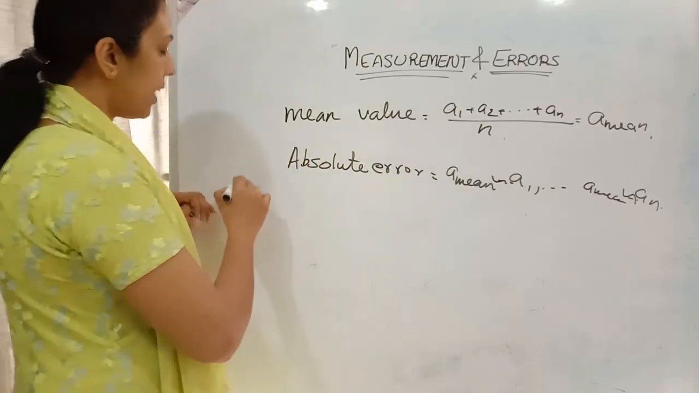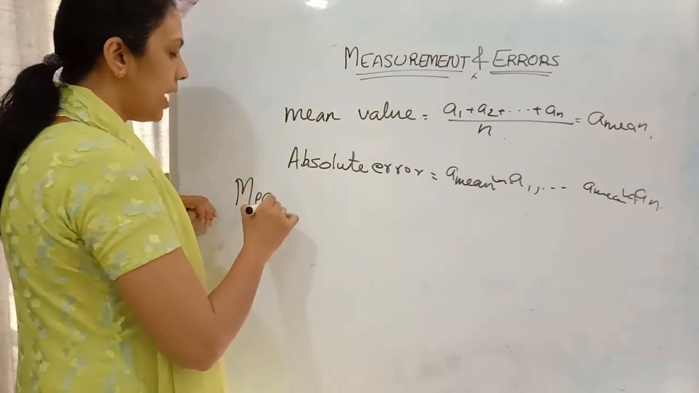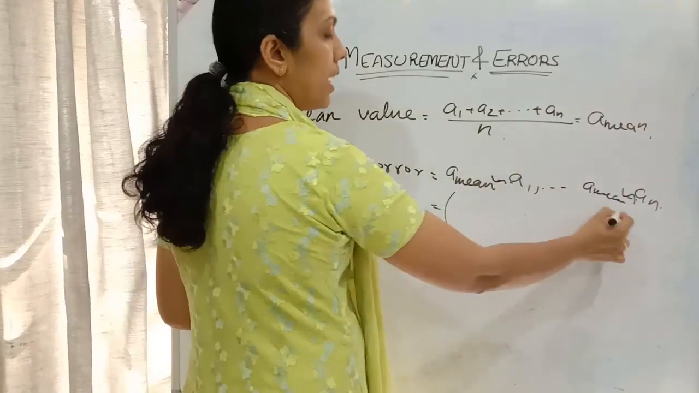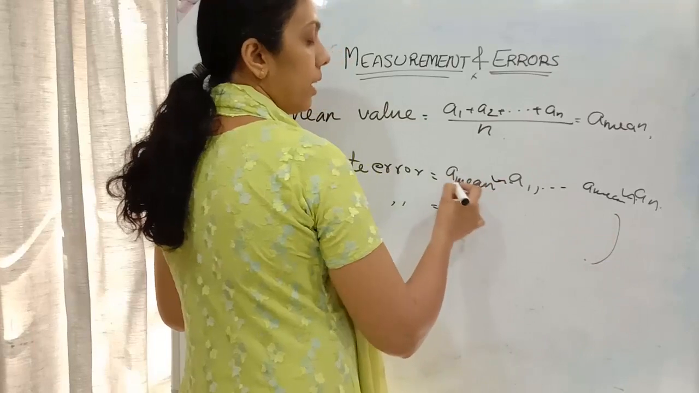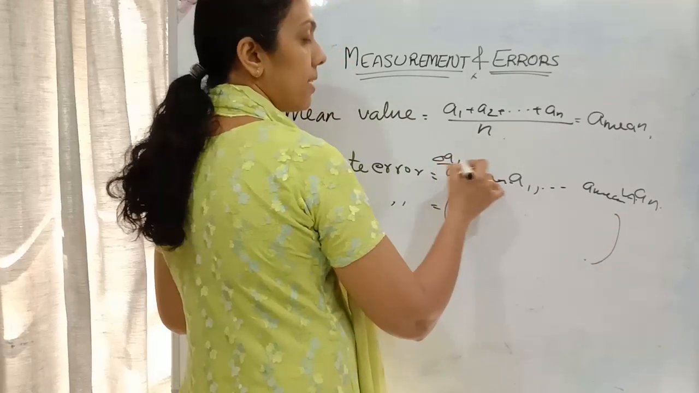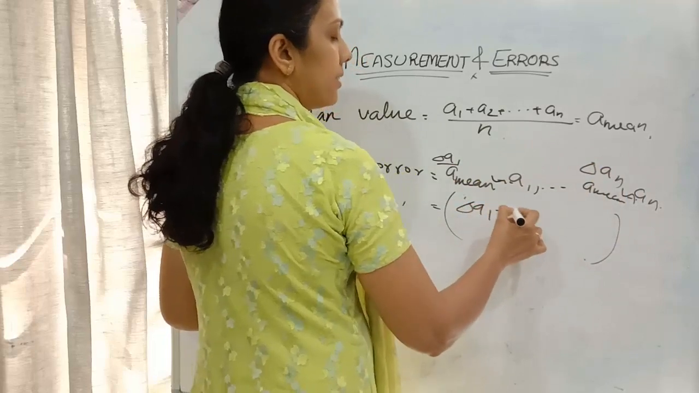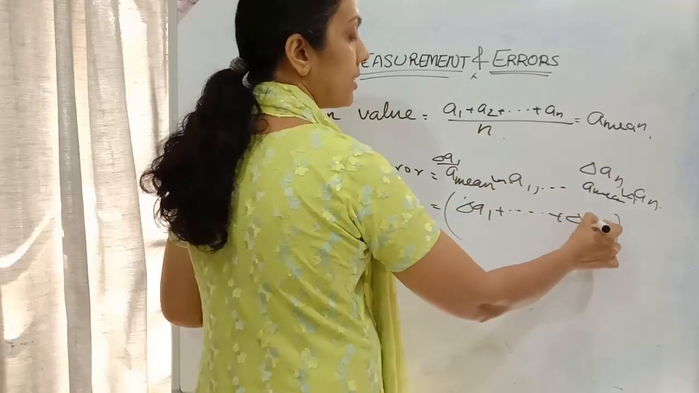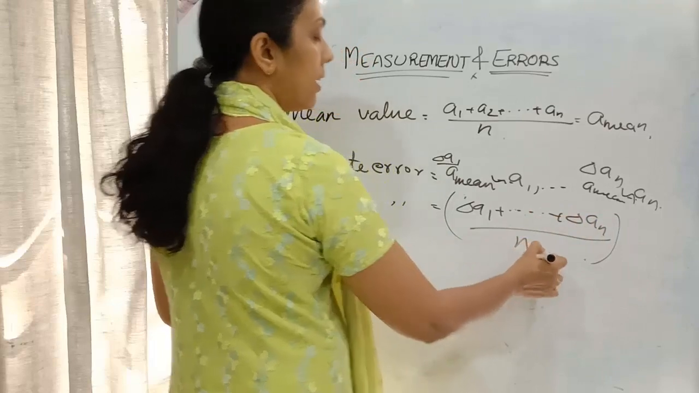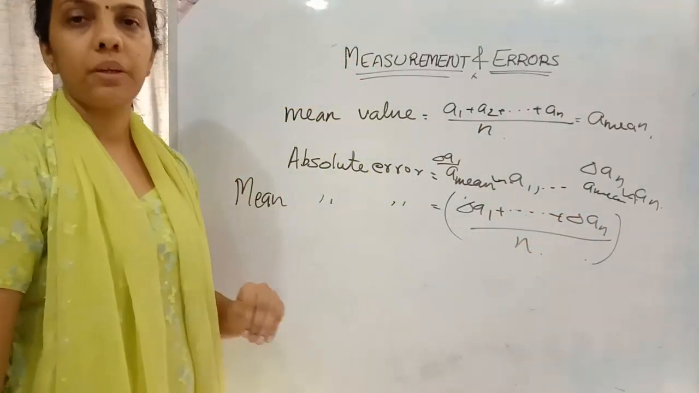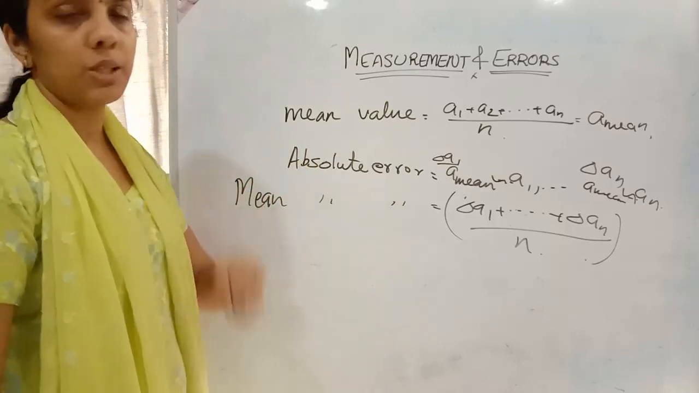Next is mean absolute error. We will find out the mean value of all the absolute errors. This is delta A1, up to delta AN. So delta A1 plus delta A2 plus etc. plus delta AN divided by N. This is called the mean absolute error.